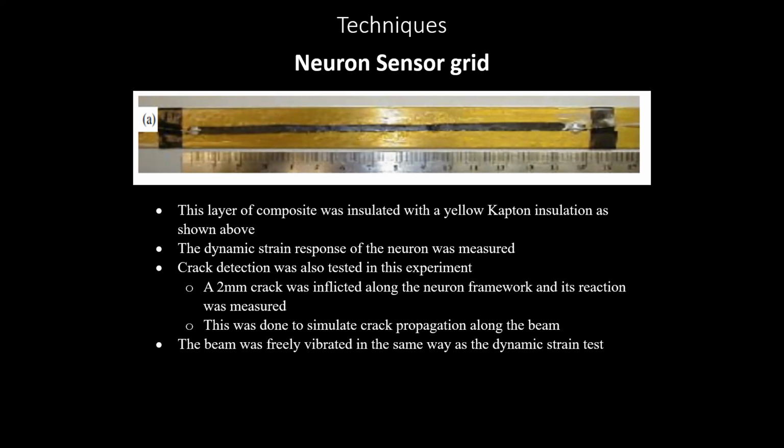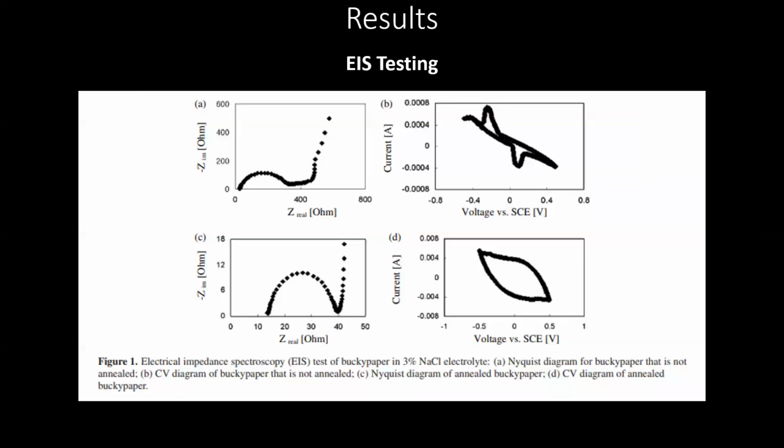Finally, the beam was dynamically stimulated with a load at its free end and released to vibrate freely. In the second trial, a small perforation was inflicted on the beam to see if the array could detect not only the vibration, but also the fracture. Moving on to results, these are the graphs yielded by the EIS analysis. This data was used in the simulation test.